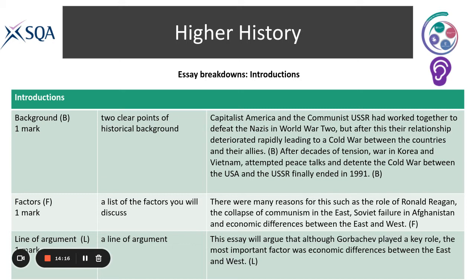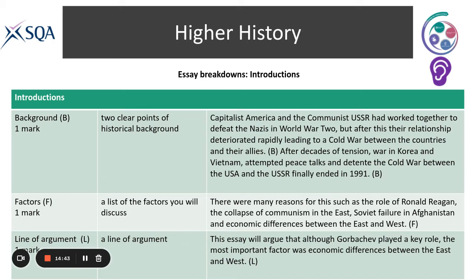So this says, capitalist America and the communist USSR had worked together to defeat the Nazis in World War II. But after this, the relationship deteriorated rapidly, leading to a Cold War between the countries and their allies. So that's a good historical background point. After decades of tension, war in Korea and Vietnam, attempted peace talks and détente, the Cold War between the USA and USSR finally ended in 1991. Another good, detailed background point.